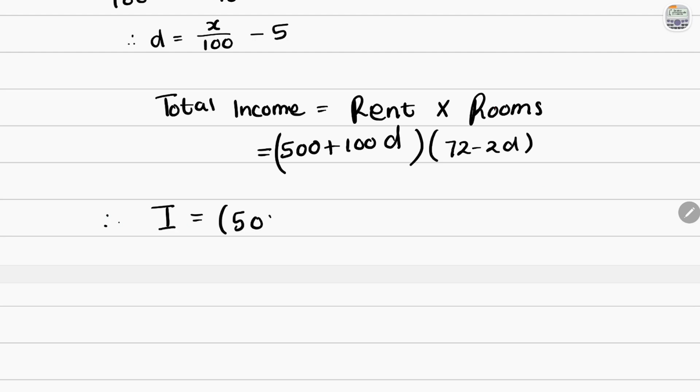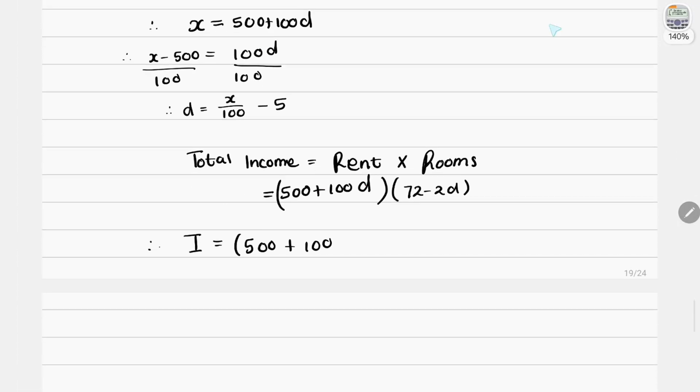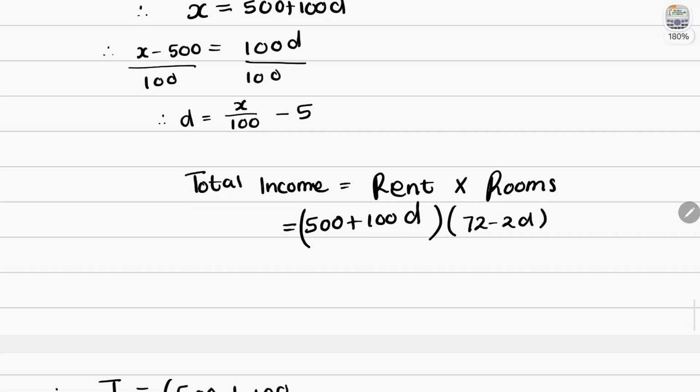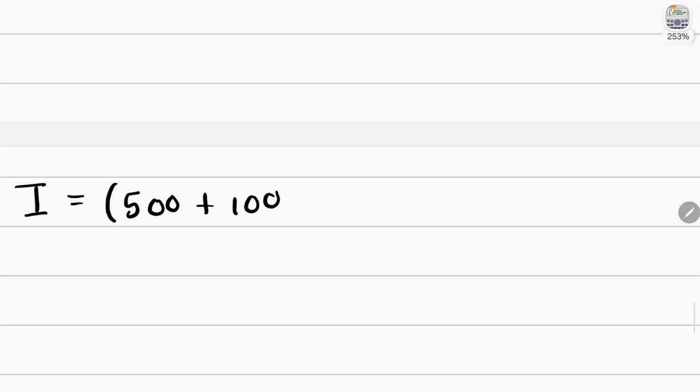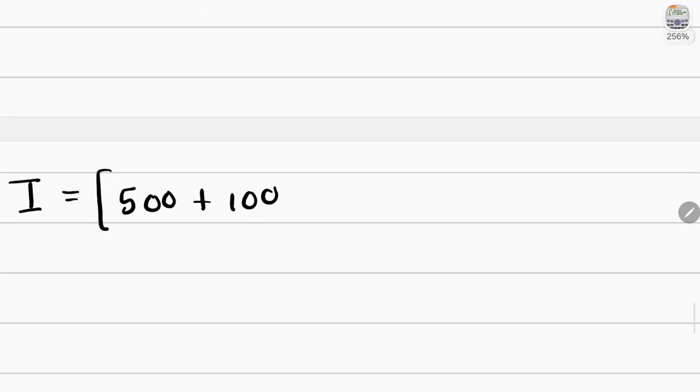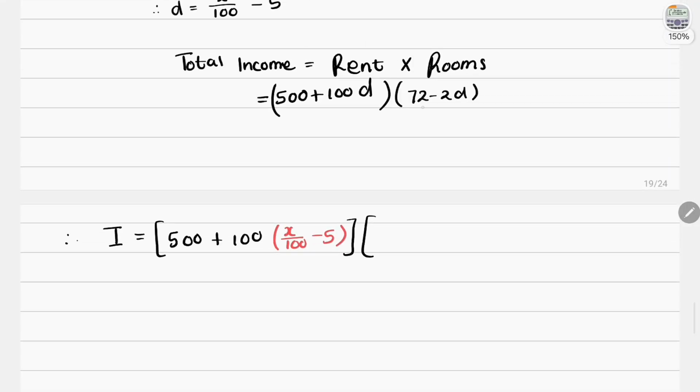So this is 500 plus 100, and then let's just multiply D in there. You can see that D is X over 100 minus 5. It has 2 terms, so we'll say multiplied by X over 100 minus 5. And then that is on its own, and we're going to multiply this by 72 minus 2D. So that's 72 minus 2 times, as well, X over 100 minus 5.